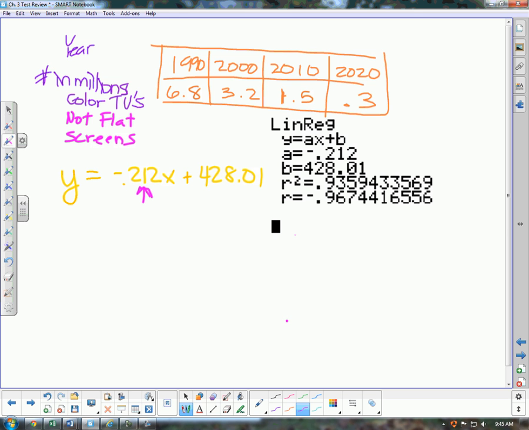by 0.212 million TVs because this is in millions. And the y-intercept would be in the year 0, there would be 428 million TVs. Like I said, this isn't a realistic thing. It's more about getting the equation and then being able to answer some questions.